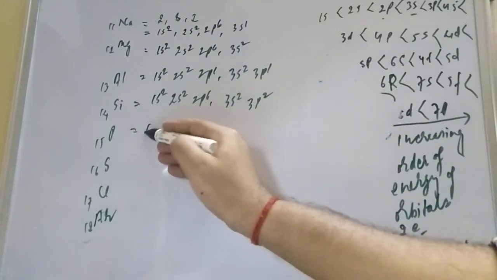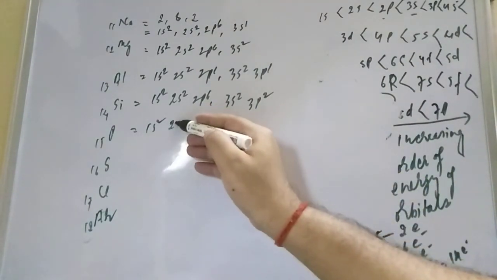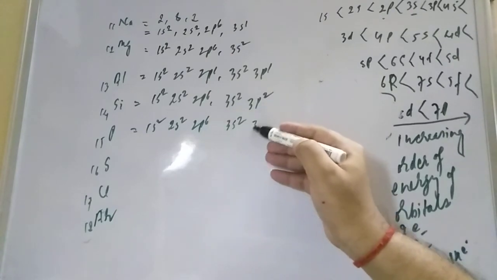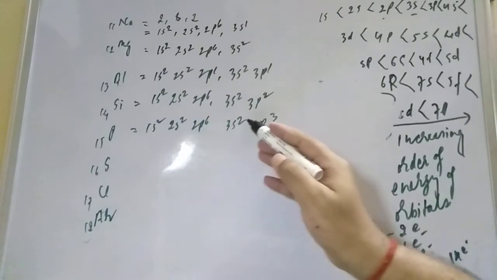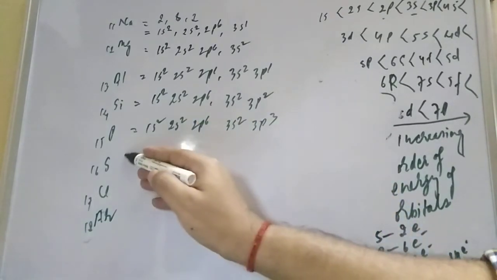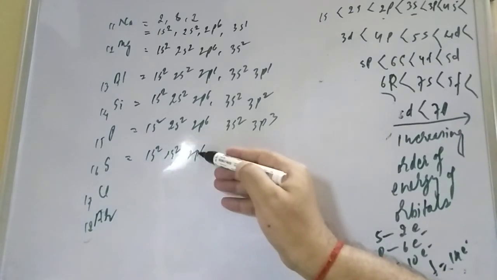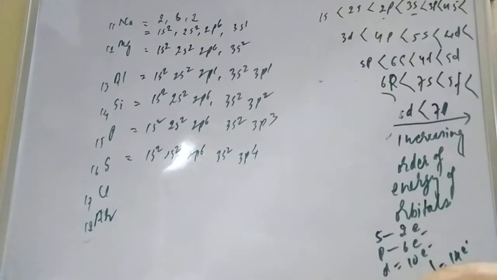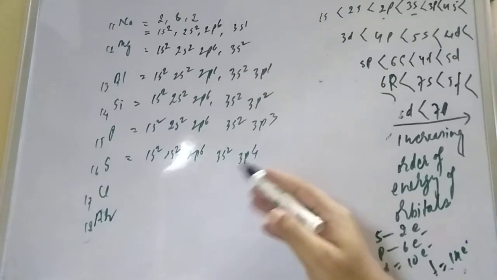Last one, phosphorus, student, 1s2, okay. Then what will come, student? That is 2s2, then 2p6. What is coming next? 3s2, 3p3. This is phosphorus. 2, 2, 4, 6, 10, 12, 12, 3, 15. If you are going for sulfur, 1s2, this is 2s2, then 2p6, 3s2 and 3p4. You can add up sulfur 16, 2 to 4 to 6 to 10, 12 to 16.